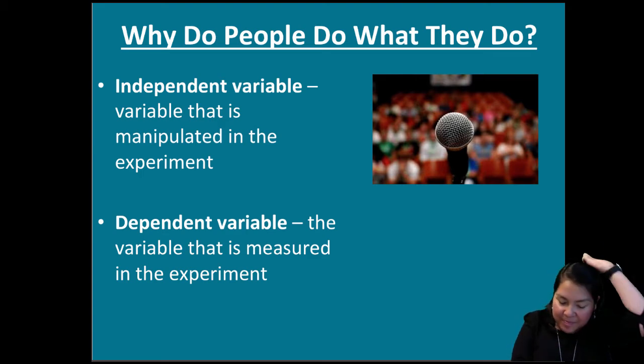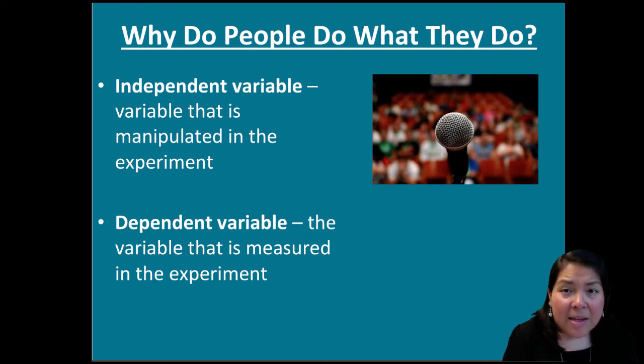Another example is if we had people come into the lab and we gave them 1, 2, or 4 drinks and then measured their level of anxiety in giving a speech in front of people that they don't know. Our independent variable is how much alcohol they drank, whether that was 1, 2, or 4 drinks, because we manipulated the number of drinks they had. Our dependent variable would be the level of anxiety that the participants felt or experienced, because that is what we want to measure ultimately.